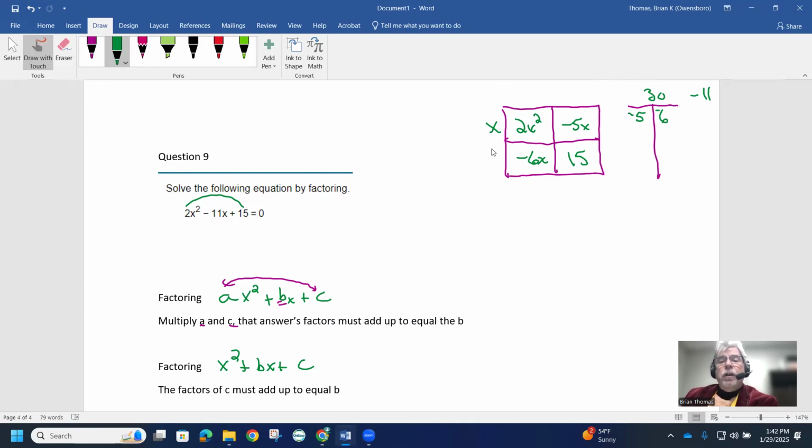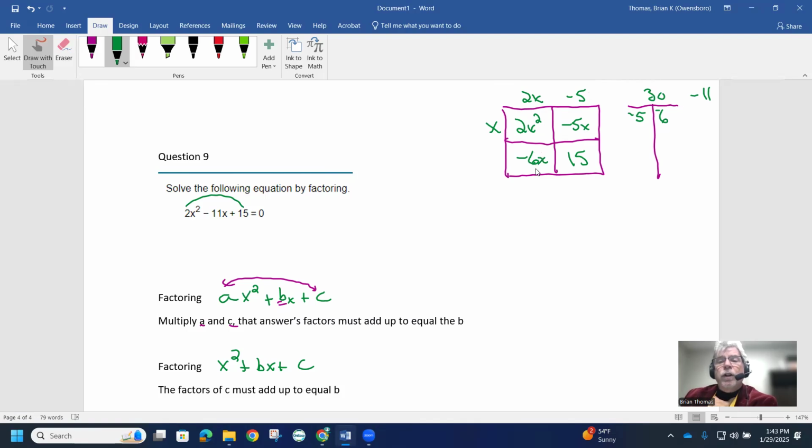Now, to make this easy, I'm just going to start playing with it. So what times x gives me 2x squared? Well, since I took an x out, I should have a 2x left over. 2x times x is 2x squared. That checks out. And if I take the x out of the negative 5x, that just leaves me the negative 5. Does negative 5 times x give me negative 5x?